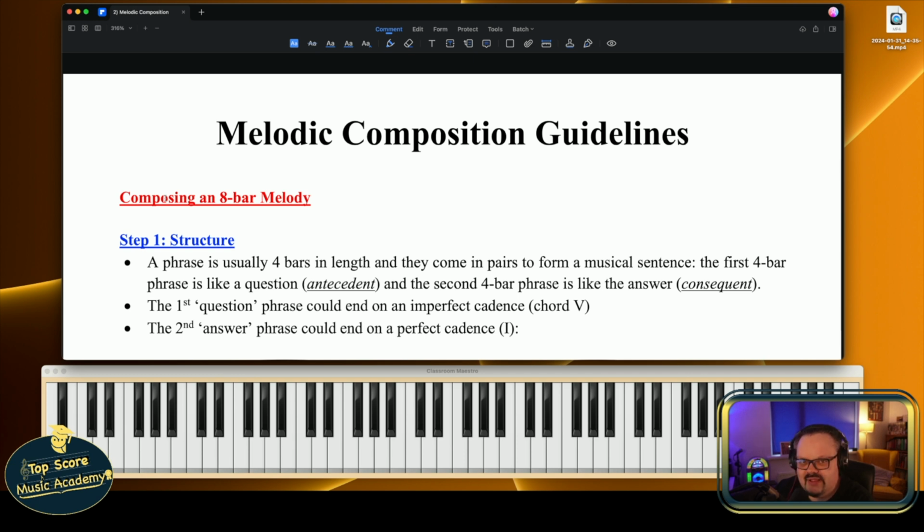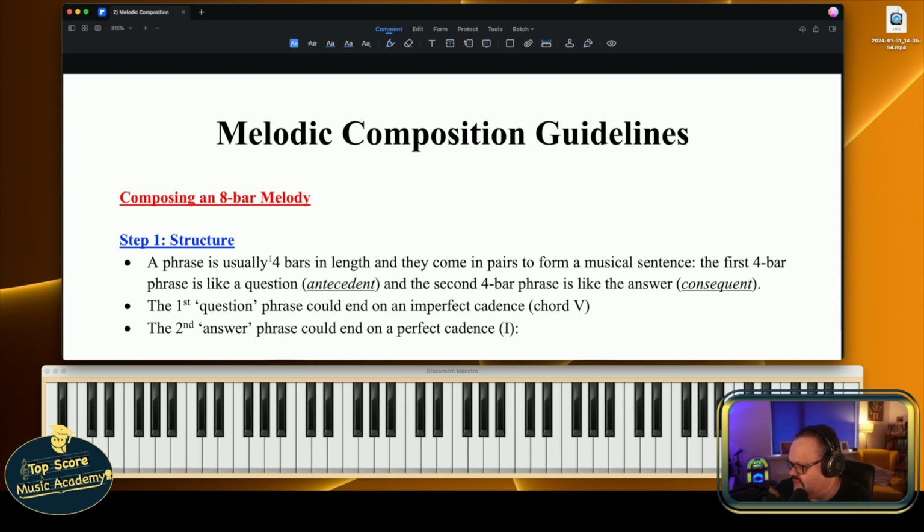So just to keep your melody nice and balanced and even, and to give it a nice cohesive structure, you don't want to be composing anything just yet that's like 5 or 7 or 11 bars long. So we're going to keep it quite straightforward, quite simplistic as always. So step 1 then is thinking about the structure.